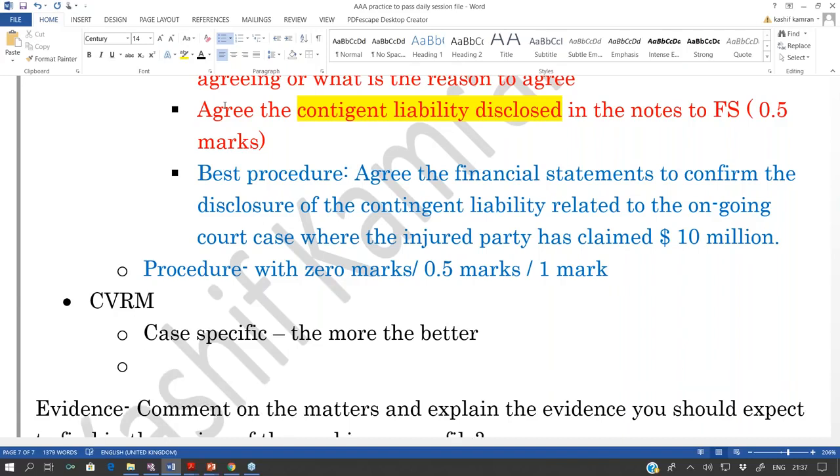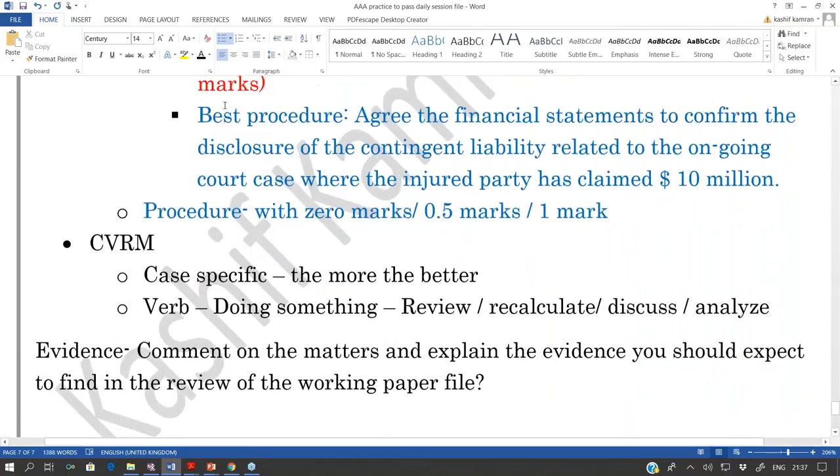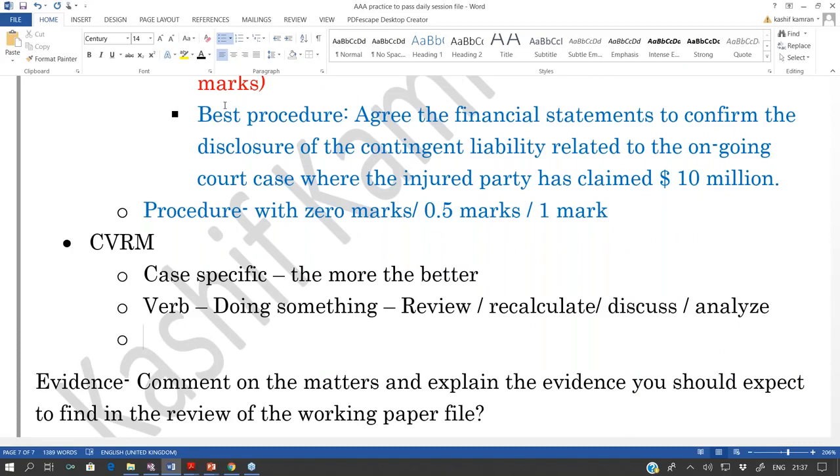Then second, verb. The procedure has to start with a verb. That's where I started my lecture today. A procedure means doing something. And I justified that doing something means auditor reviews something, auditor recalculates something, auditor discusses something, auditor analyzes something. That is doing. That is verb. We cannot use abbreviations in the exam. Then case, verb, reason.